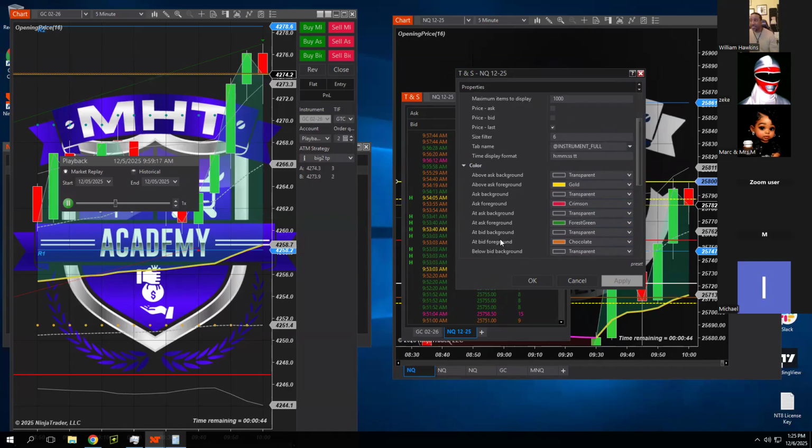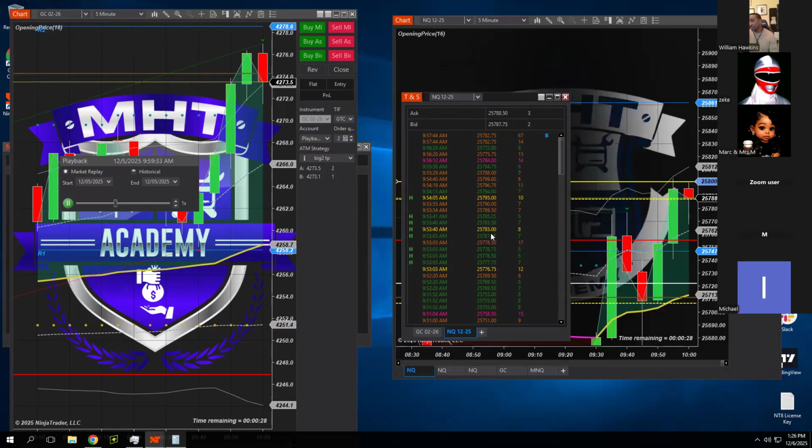Bid and ask. All right. You know what I'm saying? At bid is a sell. At ask is a buy. And the other ones are just foreground. You could Google above ask foreground, like what that means. But I mostly just focus on those two colors anyway. That's why you see them most. You see green, orange.